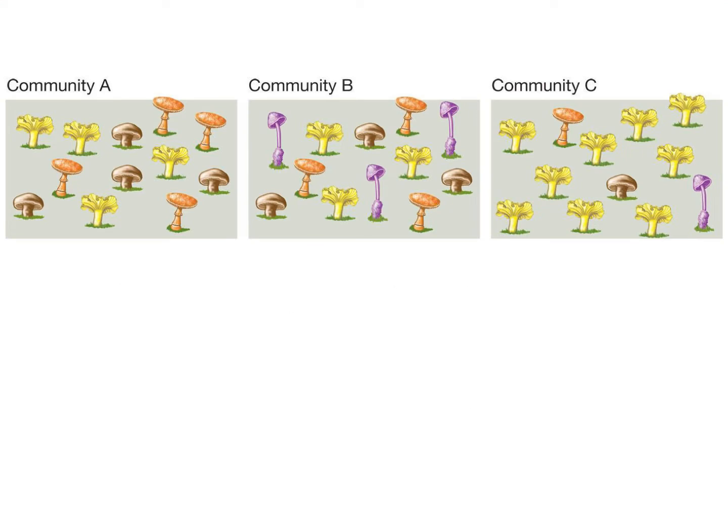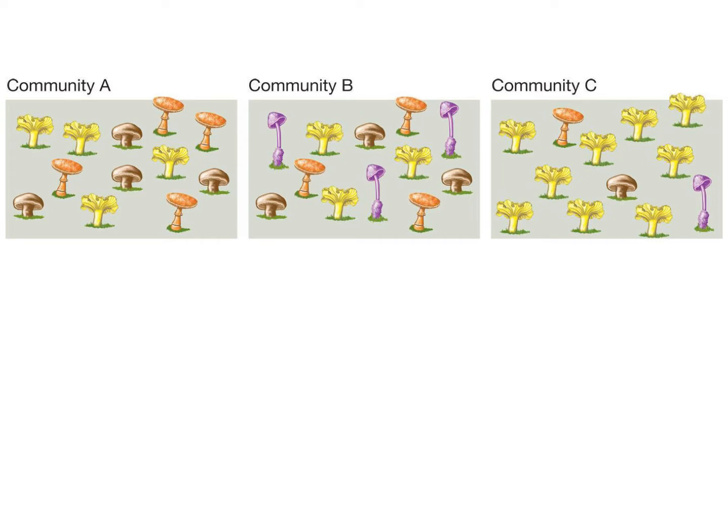So let's put this into practice. We're going to look at 3 different communities, and we're going to compare them in terms of the components. So we're looking at communities of mushrooms, and each of the different drawings or images represents a different species. So we can compare community A to B to C in terms of the components we just talked about. But we're going to focus on richness and evenness.